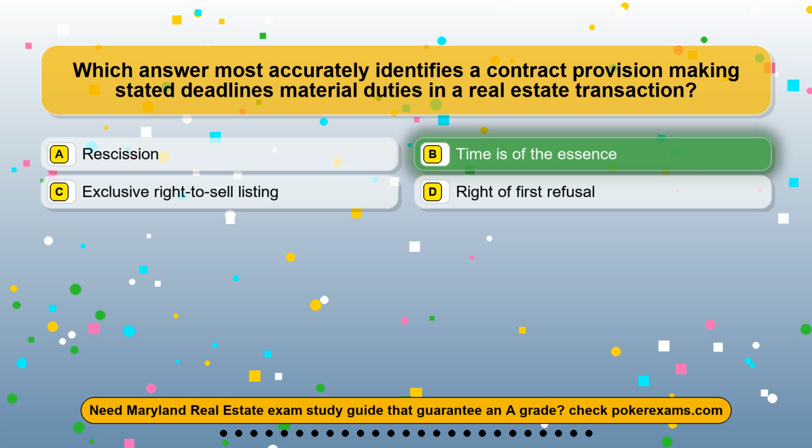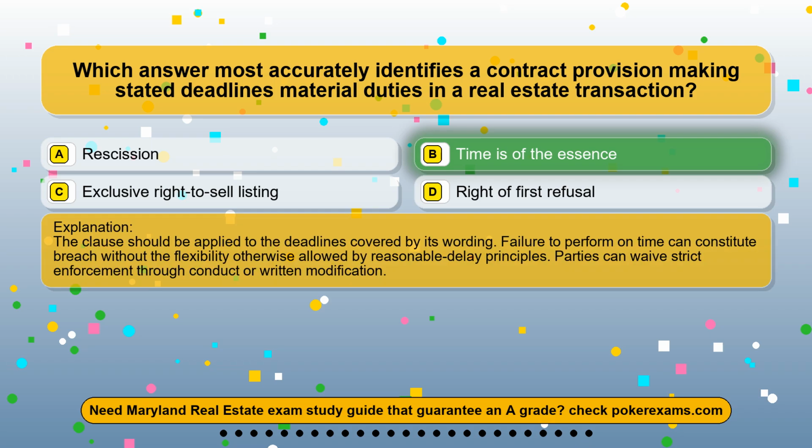The correct answer is option B, time is of the essence. The clause should be applied to the deadlines covered by its wording. Failure to perform on time can constitute breach without the flexibility otherwise allowed by reasonable delay principles. Parties can waive strict enforcement through conduct or written modification.